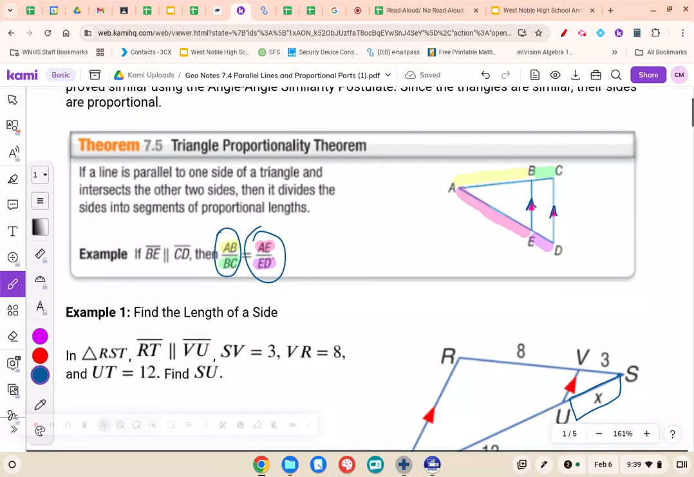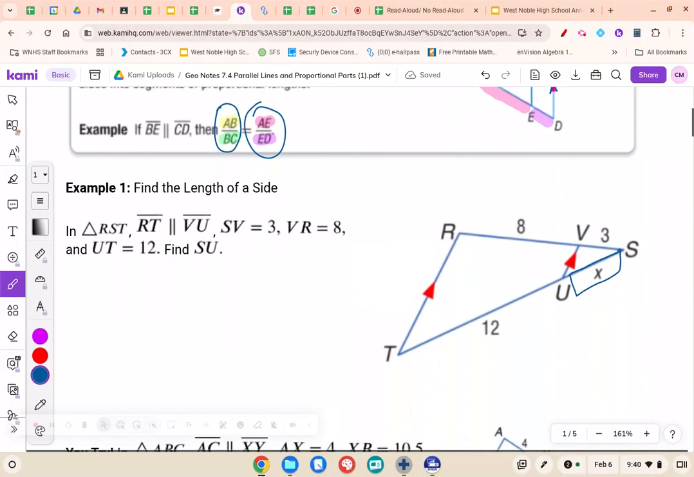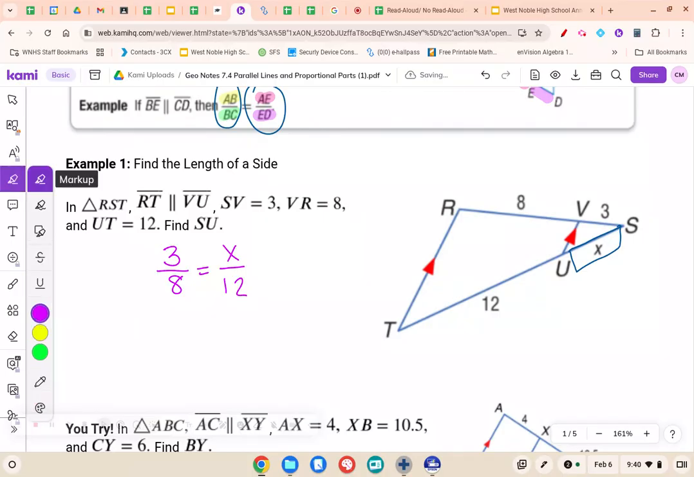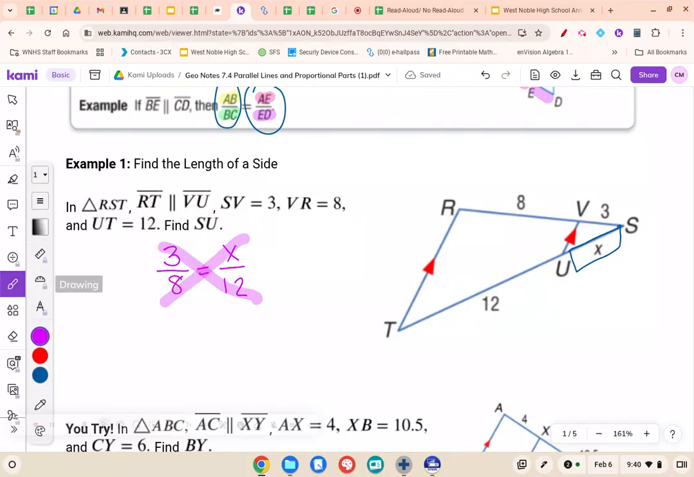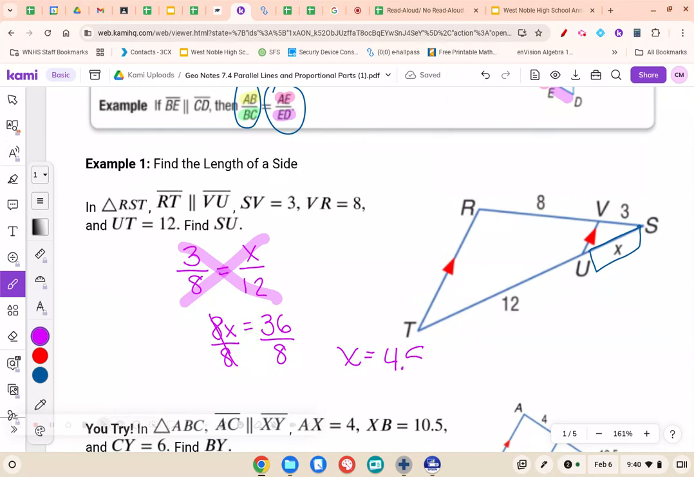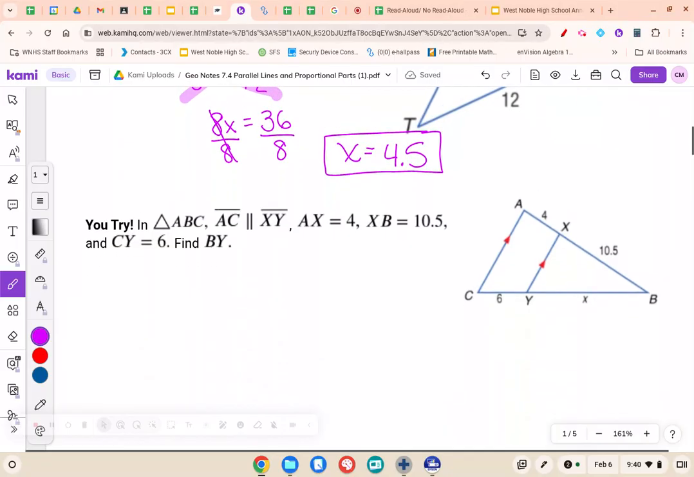If we look back up at our theorem, we have the segments on the same side, the partial segments in one fraction. So I'm going to do 3 over 8. And because I have 3 over 8, I'm going to do x over 12. And then I am going to cross multiply to solve. And notice most of the problems in this chapter, we're doing a lot of cross multiplying. So then, once we solve, gotta pull up my calculator. 36 divided by 8 is 4.5. Go ahead and pause me. Try that, you try.